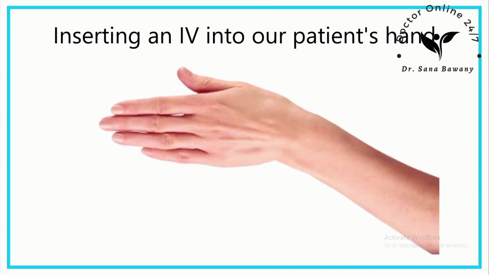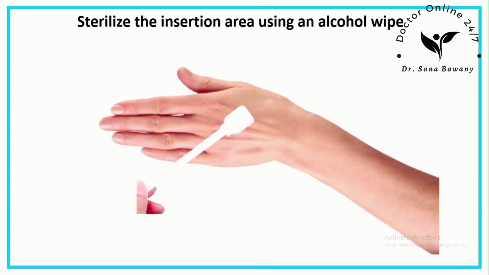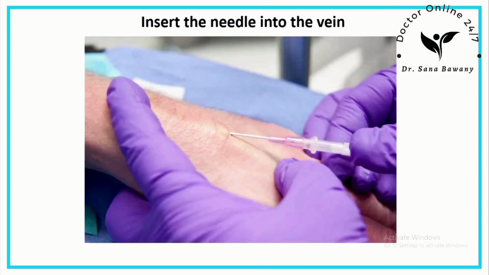We'll begin the procedure by inserting an IV into our patient's hand, so that we can provide her with any medication and fluids she may need. I've already tied a tourniquet on the patient's upper arm. Next, we need to sterilize the insertion area using an alcohol wipe. Now that the area is disinfected, it's time to insert the needle and advance the angiocatheter into the vein.